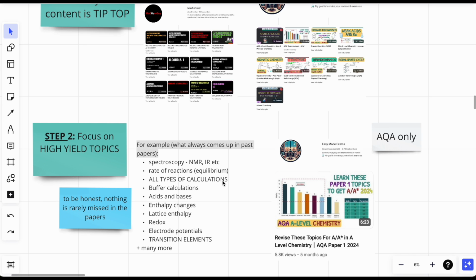Okay, and to be honest with you, nothing's missed in the exams, in the papers. Whatever comes up in paper 1, as in within those modules, will come up in the paper. These examiners don't hit or miss with these chemistry exams. They put everything in. That's why the first step was make sure you know all the content.